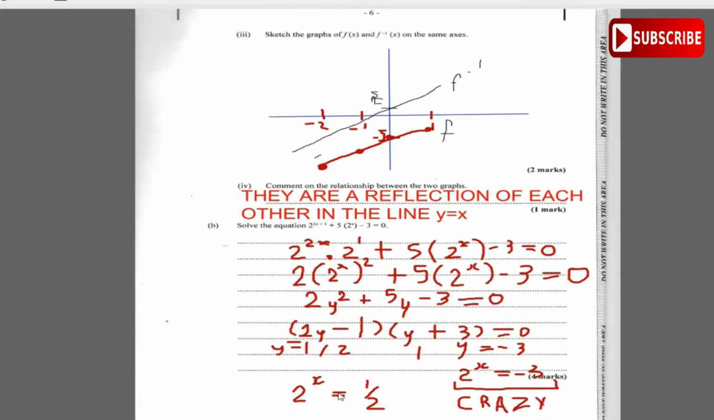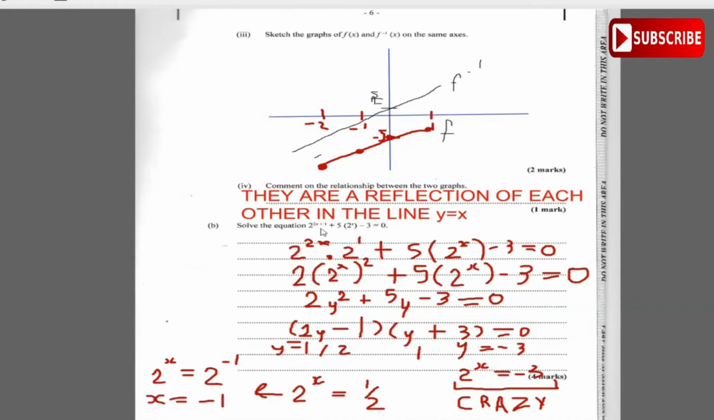All right, so 2 to the x is a half. We can rewrite a half as 2 to the -1. We can always rewrite a half as 2 to the -1. So what is x? x is -1. x equals -1. Nice and easy.